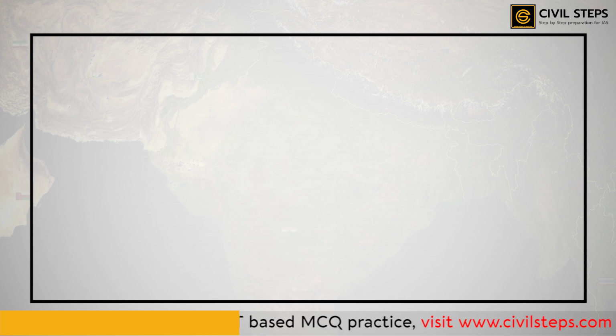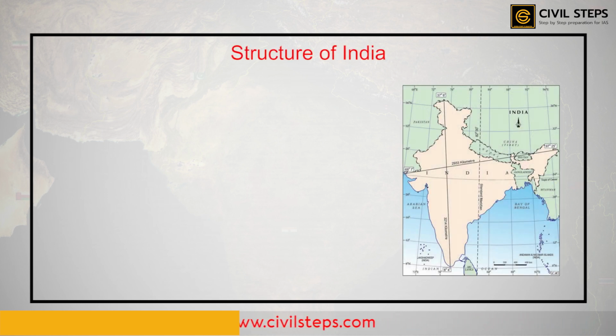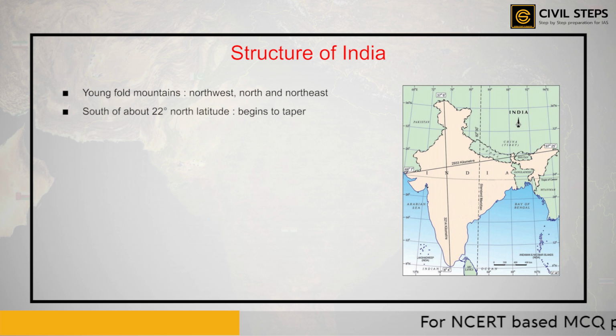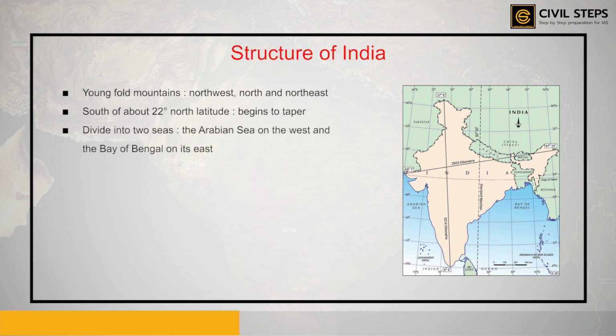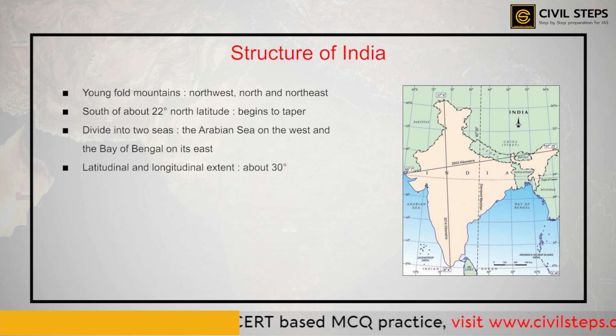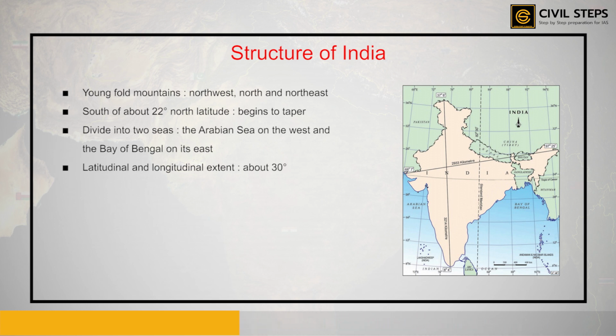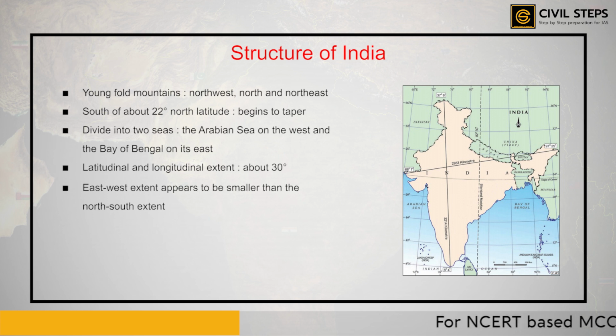Now let us have a look at the structure of our country. India is bounded by the Young Fold Mountains in the northwest, north and the northeast. South of about 22 degree north latitude, it begins to taper and extends towards the Indian Ocean, dividing it into two seas, the Arabian Sea on the west and the Bay of Bengal on the east. The latitudinal and longitudinal extent of the mainland is about 30 degrees. Despite this, the east-west extent appears to be smaller than the north-south extent.